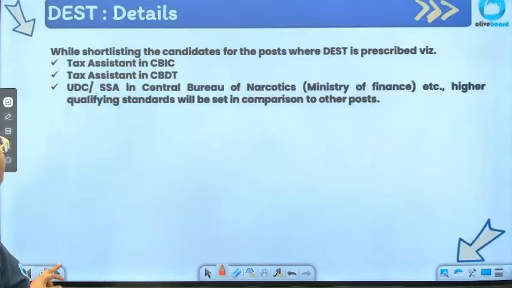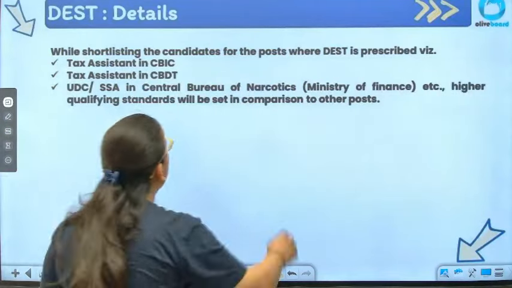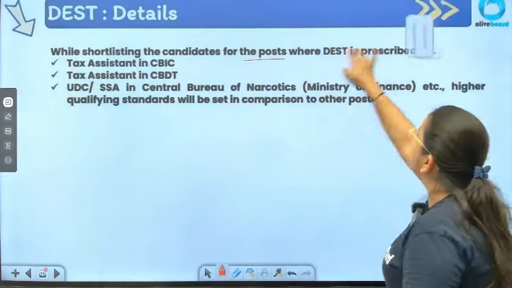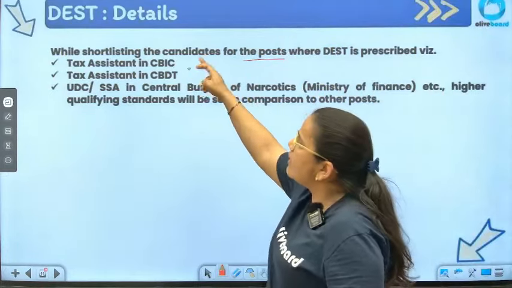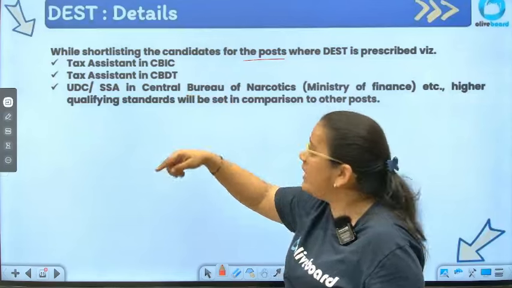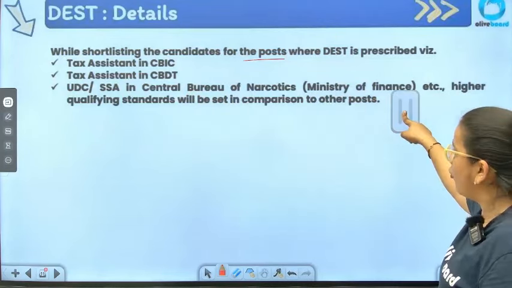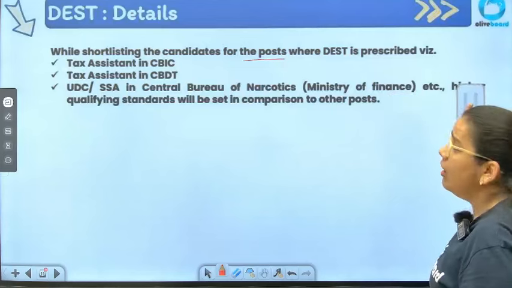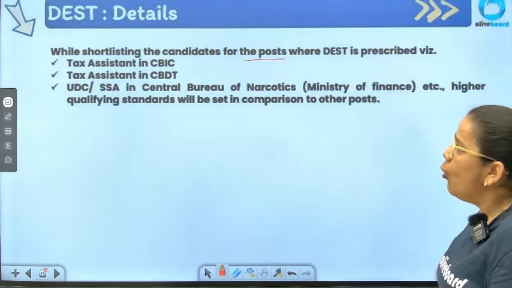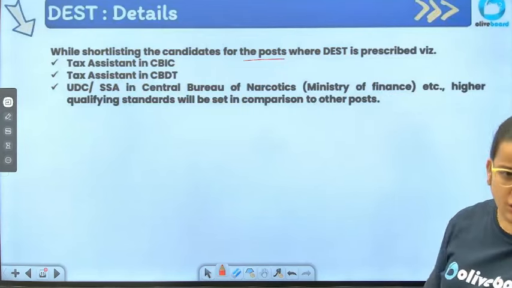Okay. Now, while shortlisting candidates for the posts where the DST is prescribed: tax assistant in CBIC, tax assistant in CBDT, UDC, SSA in Central Bureau of Narcotics, that is the Ministry of Finance, a higher qualifying standard will be set in comparison to other posts.